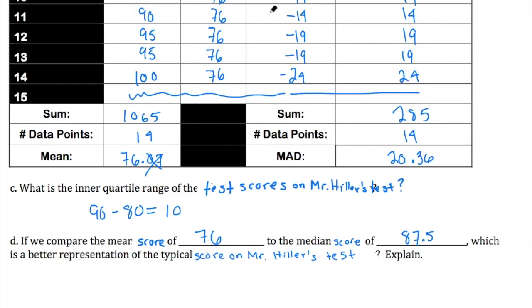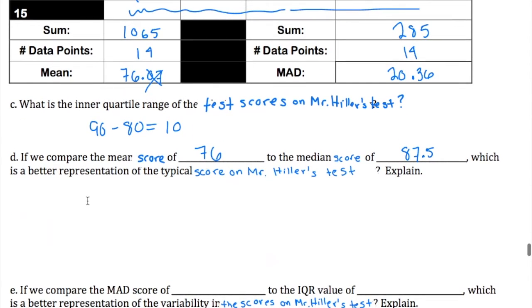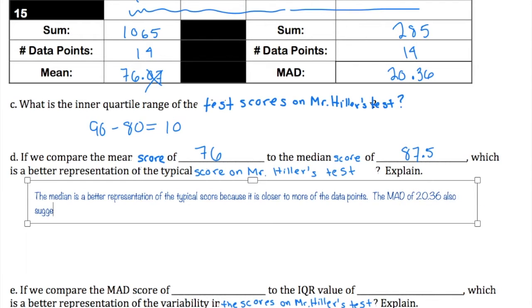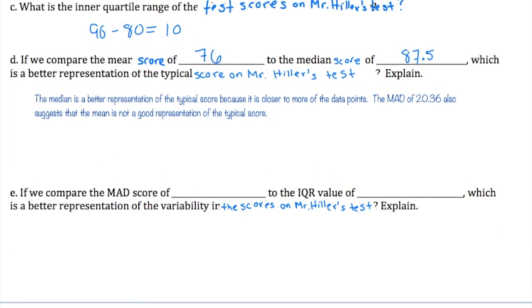which is a better representation of the typical score on Mr. Hiller's test? Well, the median here is a better representation of the typical score. Why? Because it is closer to more of the data points. If we think about our test scores, most of them were between 80 and 100. Good test score, so 87.5 is much more representative. The MAD of 20.36 also suggests that the mean is not a good representation of the typical score. Remember, high MADs, bad means.